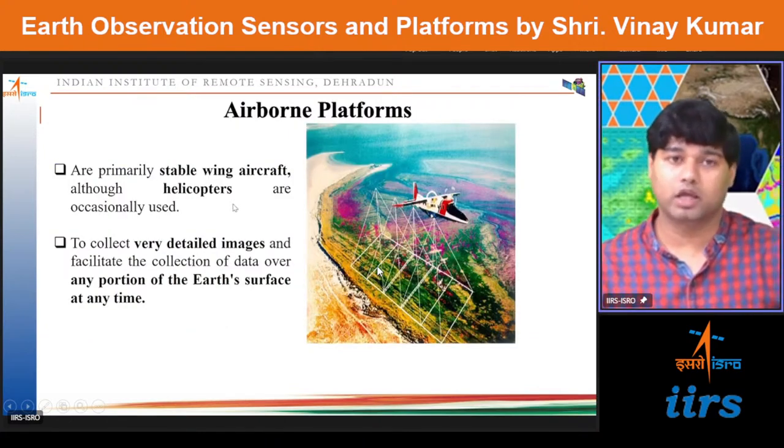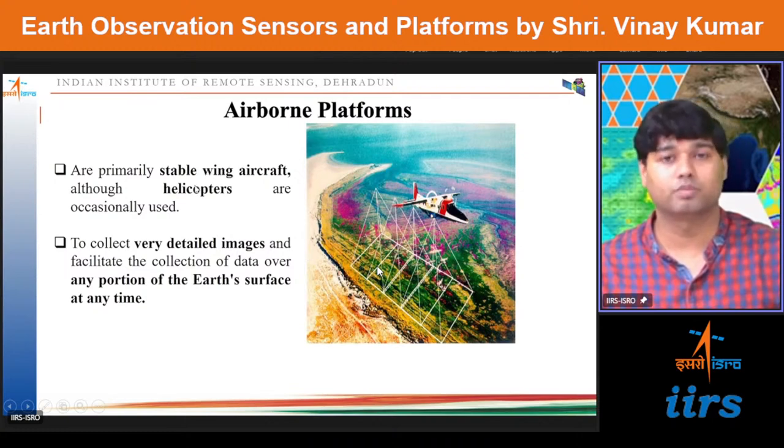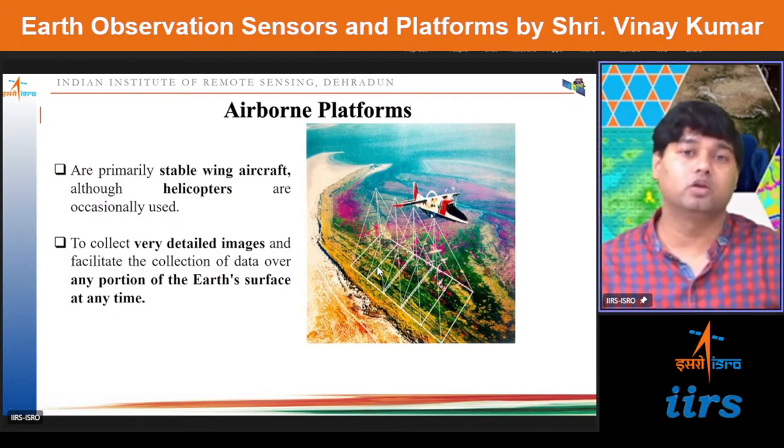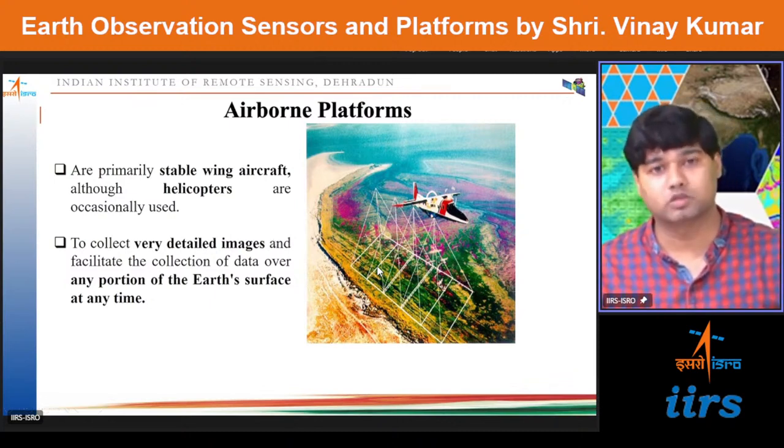Now coming to the airborne platform. As I told, fixed-wing aircraft, helicopters, and nowadays drones are being used as airborne platforms to collect very detailed images and facilitate the collection of data over any portion of the Earth. Because of the lower altitude data acquisition, the spatial resolution of the data is quite better compared to the spaceborne platform.